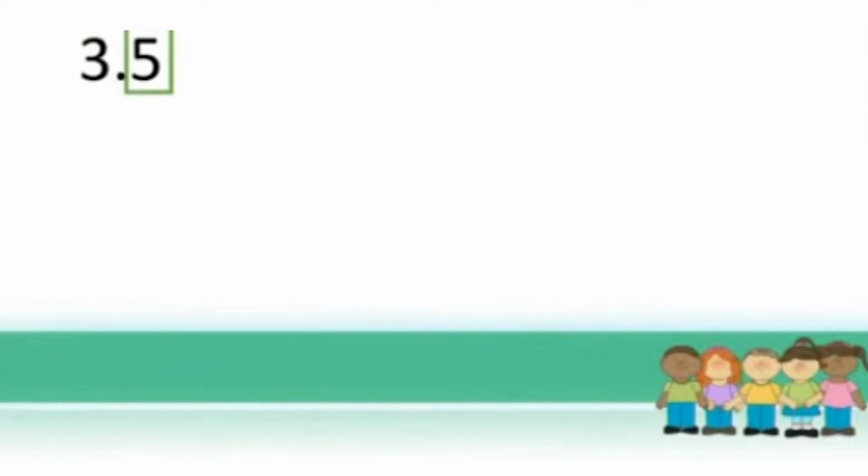If we estimate 3.5, look at the number in the tenths place, which is 5. If the number is equal to or greater than 5, round up to the nearest whole number by adding 1. Since the number is 5, let's round up. That becomes 1 plus 3 equals 4. Therefore, 3.5 is estimated to 4.